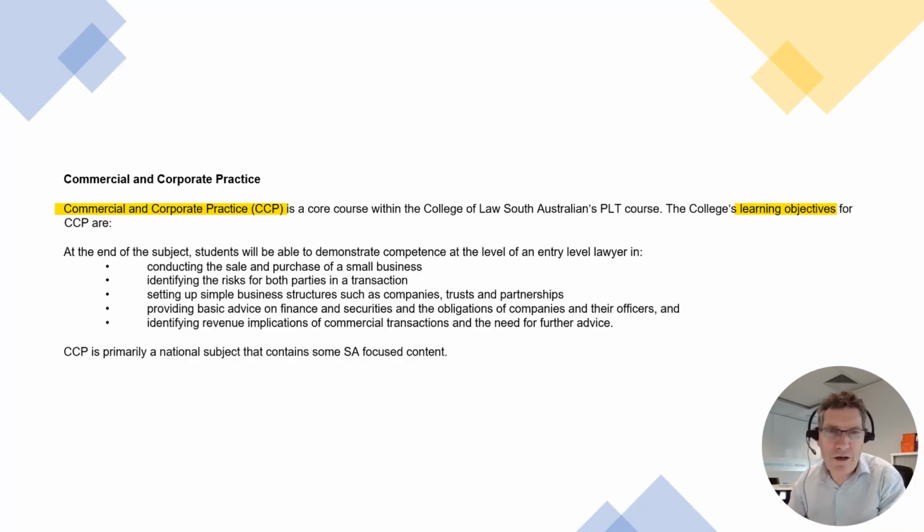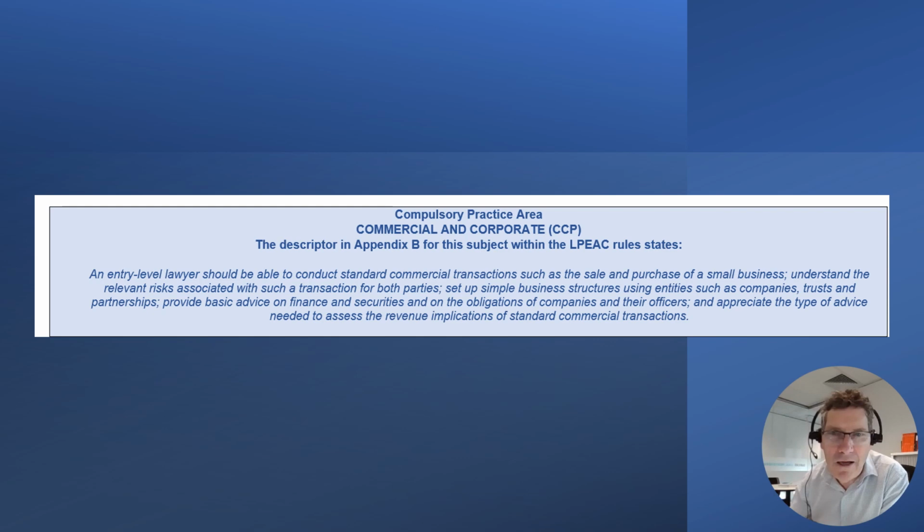So the document itself starts with our learning outcomes, commercial and corporate practice, and they're the learning objectives that we look to impart on students. And they are informed by the next panel on your document, which is the descriptor for the National Competency Standards. This is straight out of Appendix B, out of the LAPIAC rules, and that's the descriptor there for commercial and corporate practice.